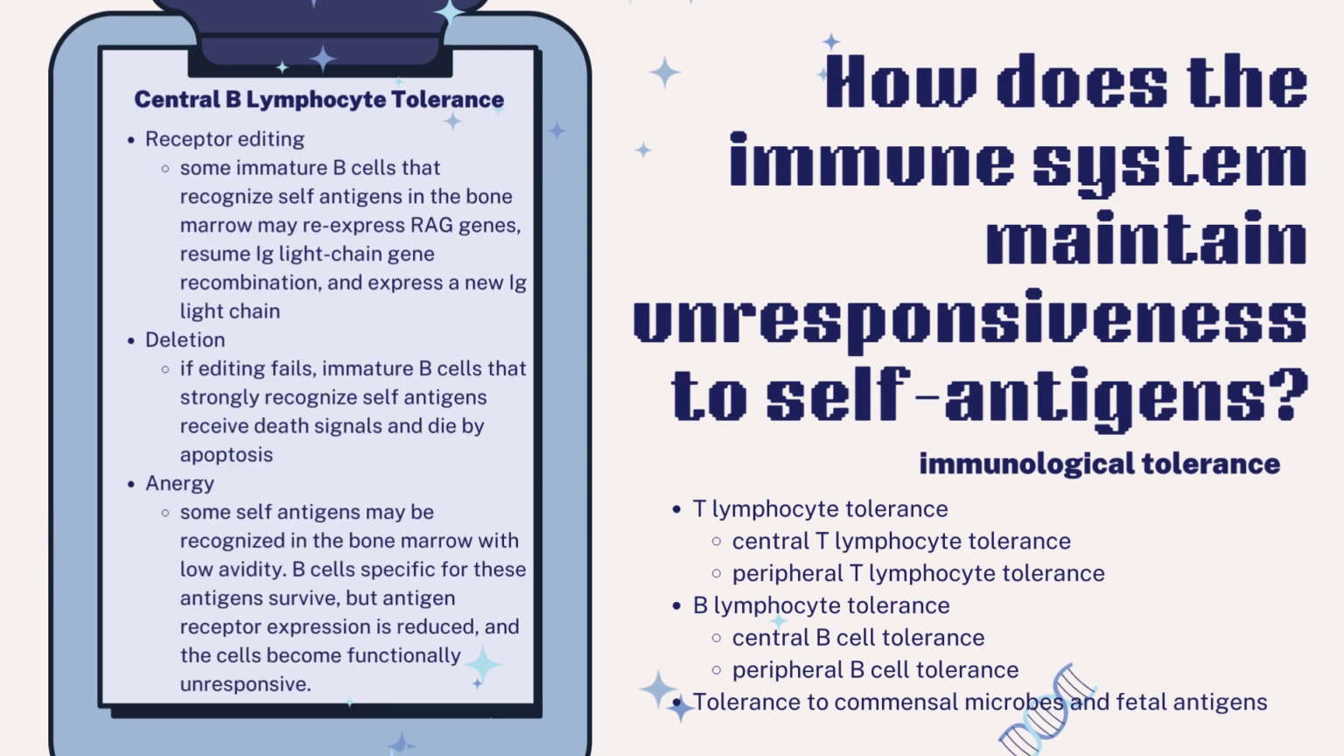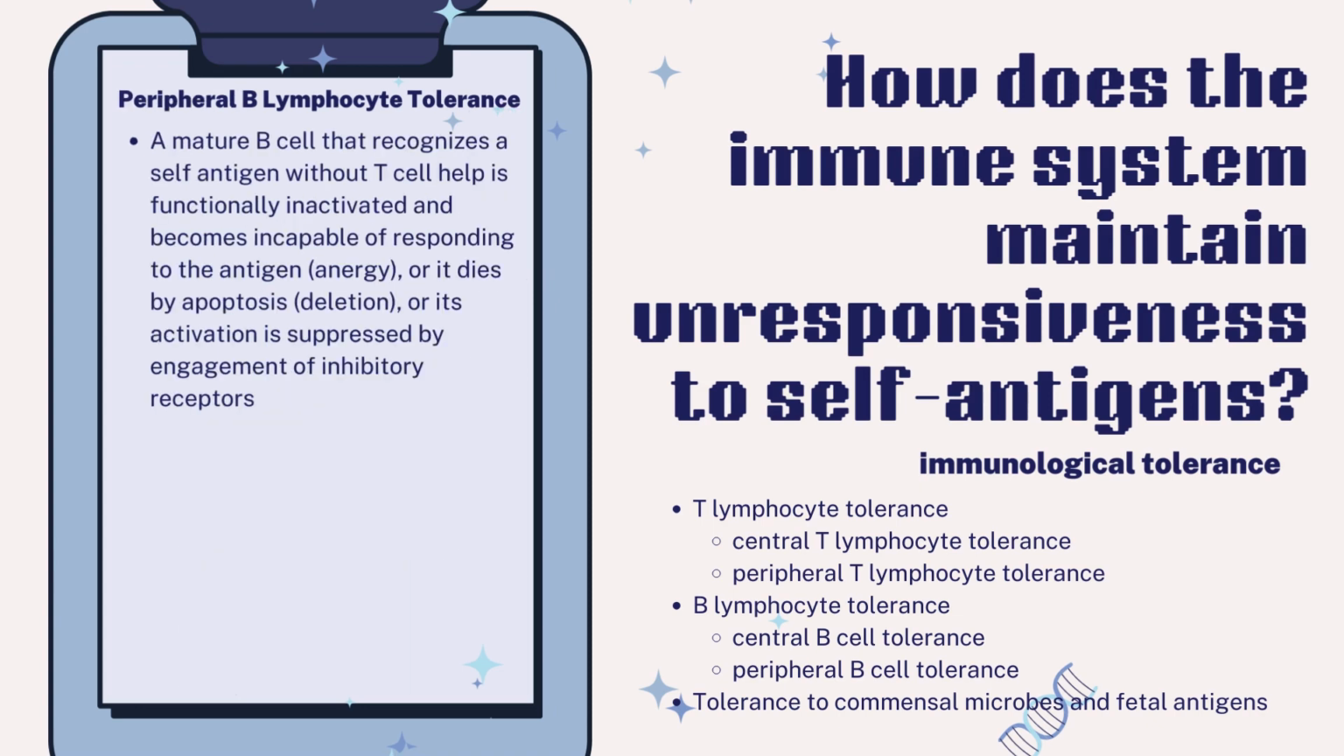Central B lymphocyte tolerance. Receptor editing. Some immature B cells that recognize self-antigens in the bone marrow may re-express RAG genes, resume Ig light chain gene recombination, and express a new Ig light chain. Deletion. If editing fails, immature B cells that respond strongly to self-antigens receive death signals and die by apoptosis. Anergy. Some self-antigens may be recognized in the bone marrow with low avidity. B cells specific for these antigens survive, but antigen receptor expression is reduced and the cells become functionally unresponsive.